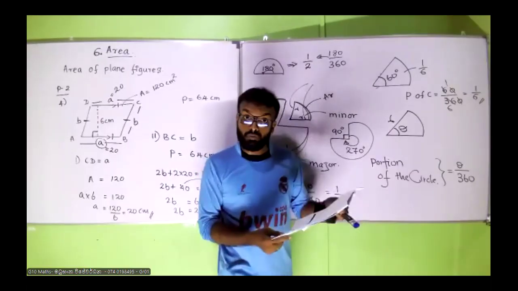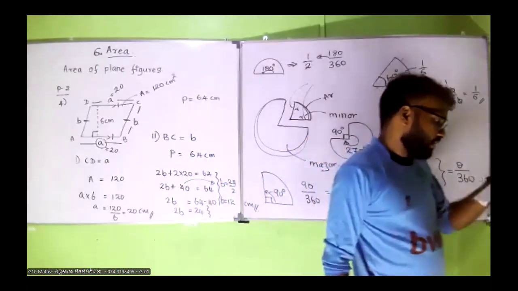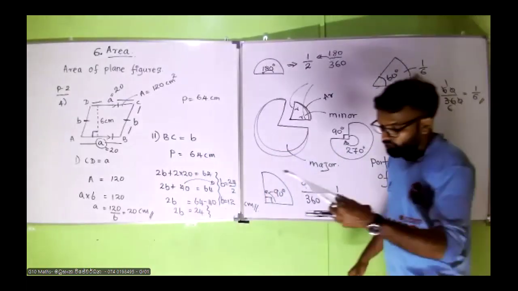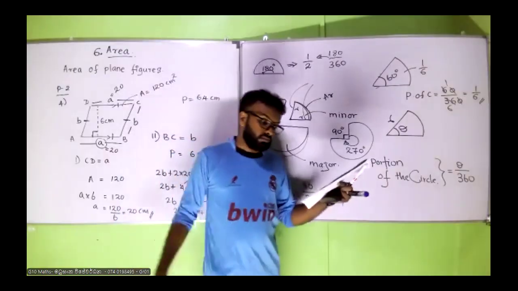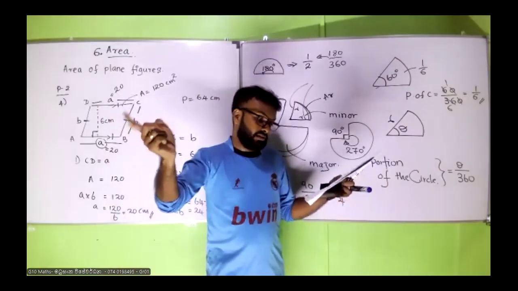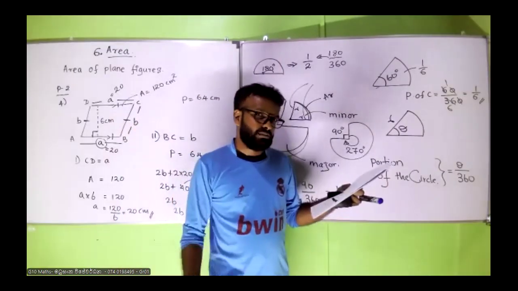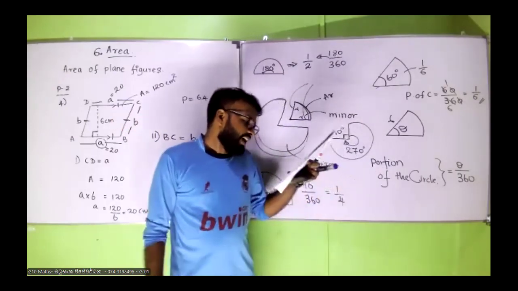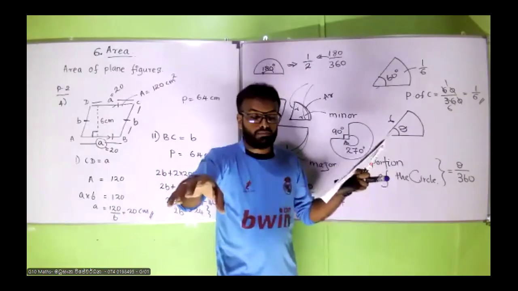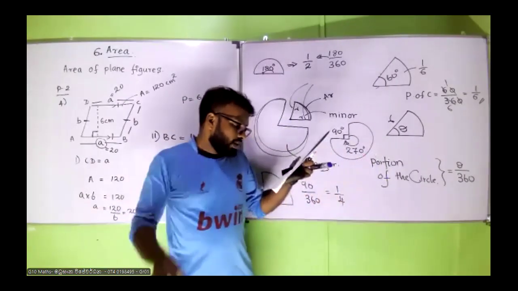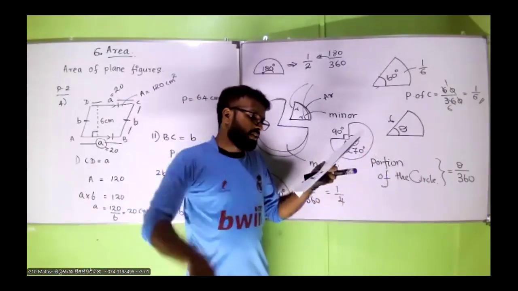So page number 2, last part. Hope you know how to find the portion of a circle. Can you remember we did it in the previous lesson, the perimeter lesson? Let us learn how to apply it for finding the area of a sector of a circle. First of all, what is the formula for the area of a circle?